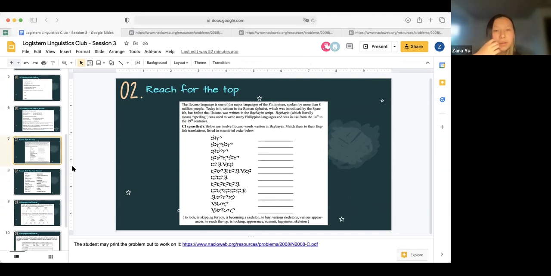Okay, so for our second problem, it's called Reach for the Top. So we have this language here, I'm not going to pronounce that. The language is one of the major languages in the Philippines, and it's spoken by more than 8 million people. So today it's written in the Roman alphabet, which was introduced by the Spanish. But before that, these people wrote it in, I don't know how to pronounce that, but it's in this special kind of script. And this was used to write many Philippine languages, and it was used from the 14th to the 19th century. So down here, there's 12 words written in this language, and you have to match them to their English translations, which are scrambled down here below. So you kind of have to match it accordingly.